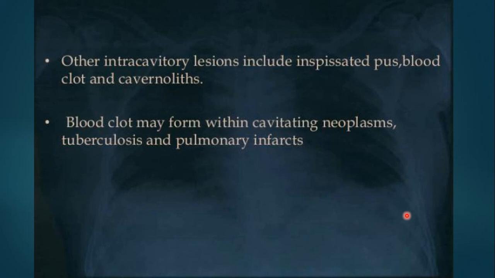Other intracavitary lesions, something that we can see inside a cavitating lesion, include inspissated pus, blood clot. Sometimes there is something called cavernolith, that is calcification of a vein inside the cavitary lesion. Blood clot may form within a cavitating neoplasm, that cavitates, bleeds inside, forming blood clot, and sometimes can be seen in tuberculosis and pulmonary infarcts. Blood clots can be seen there.